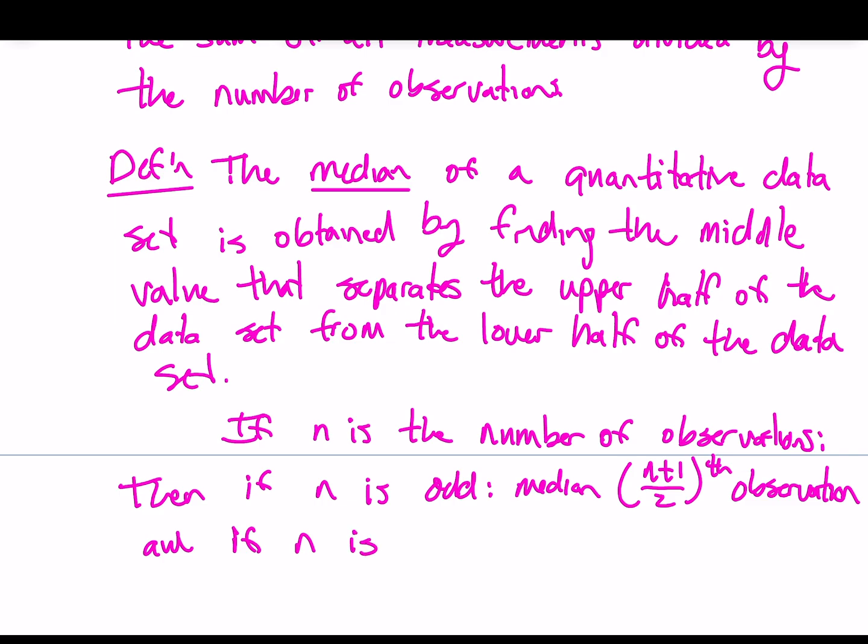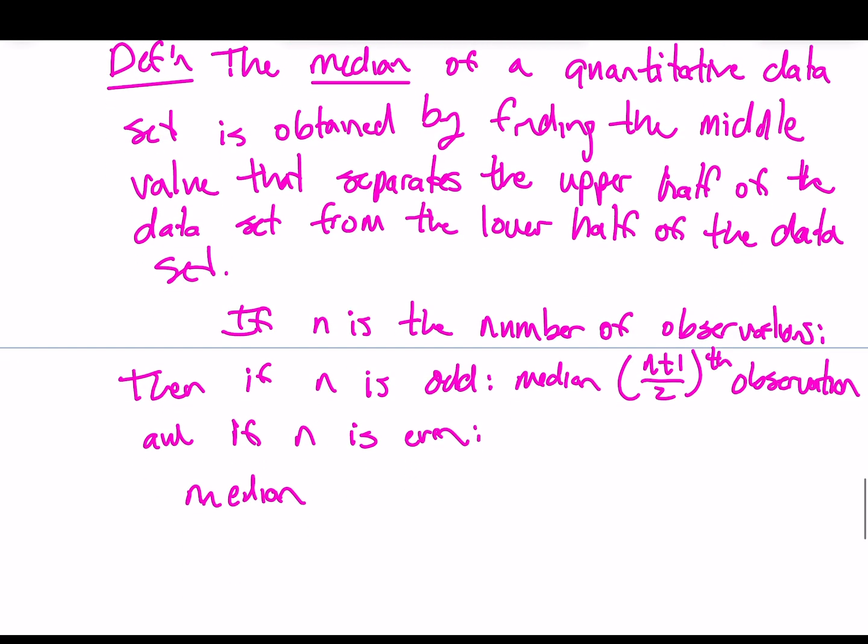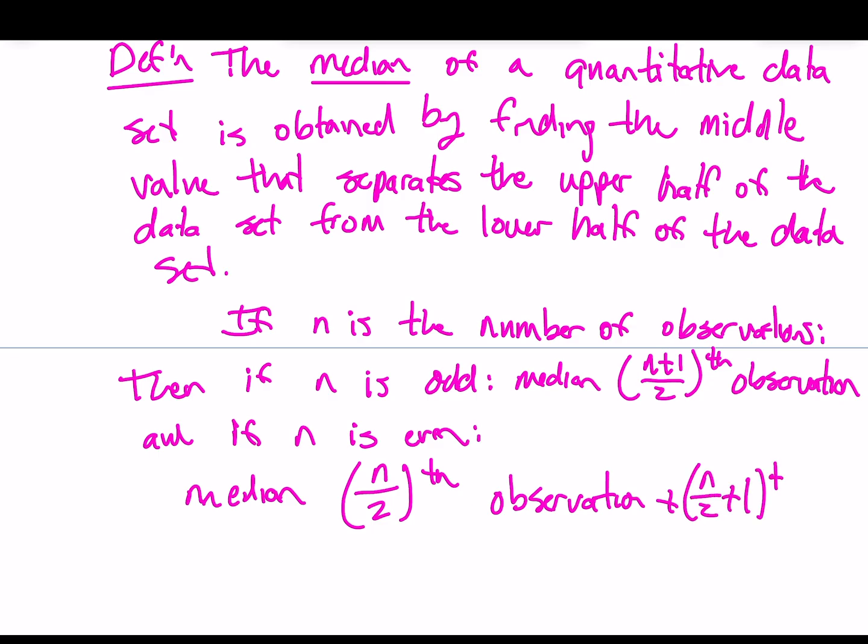And if n is even, then the median is the n over 2th observation plus the n over 2 plus 1th observation, divided by 2. In other words, you take the average of the two middle observations. Let's try an example where we try and find the median of a data set.